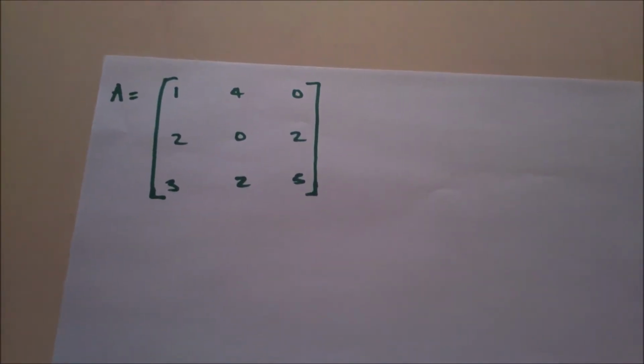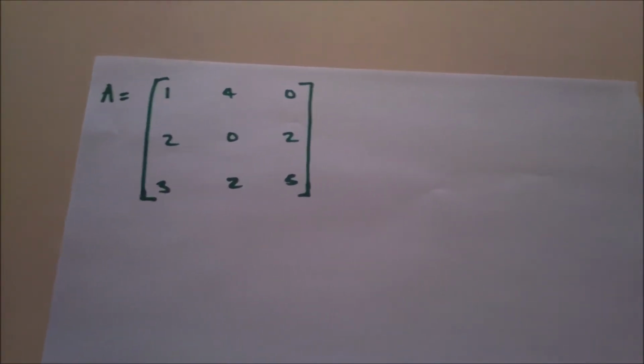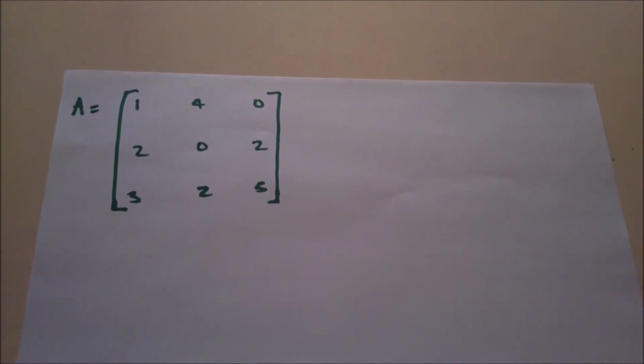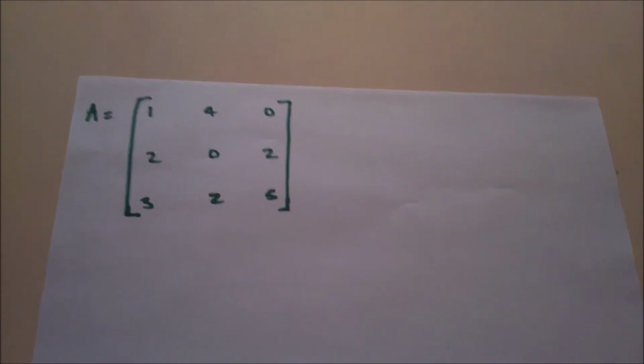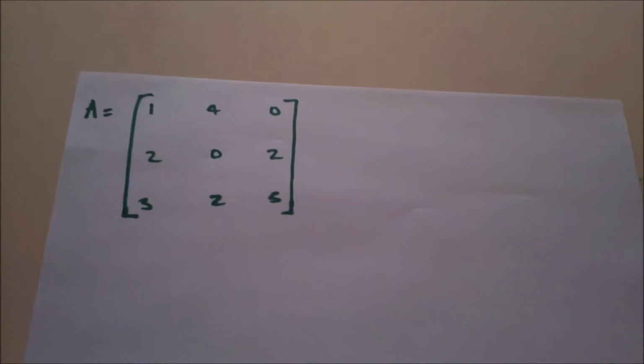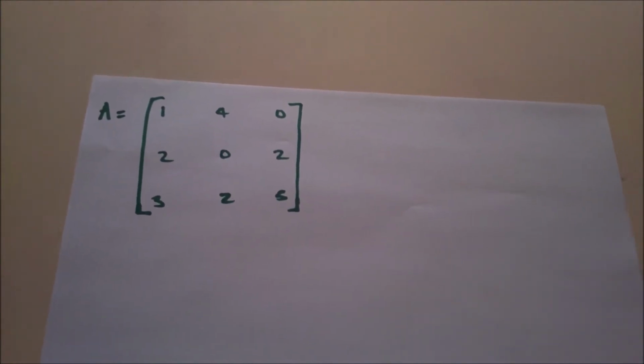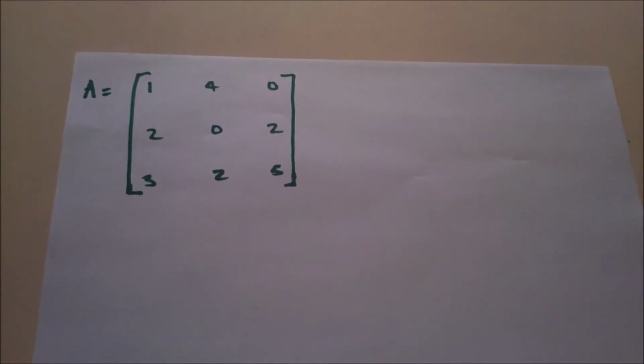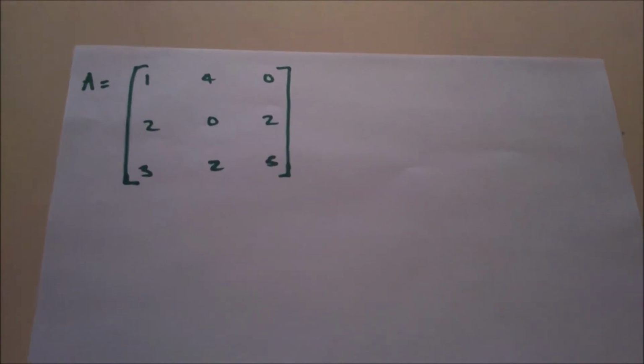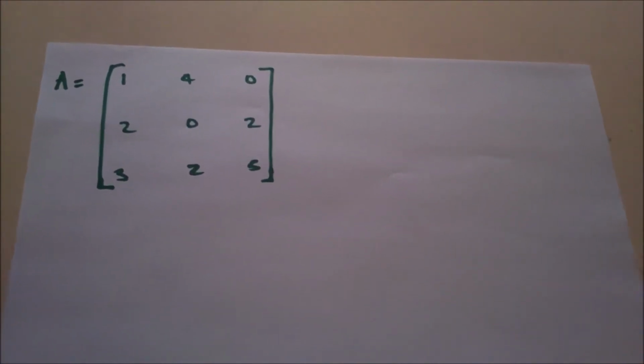Okay, so today we're going to find the inverse of a 3 by 3 matrix. So here we have my matrix A, and it's 1, 4, 0, 2, 0, 2, 3, 2, 5. Now, to find the inverse of a 3 by 3 matrix, it's not so difficult.